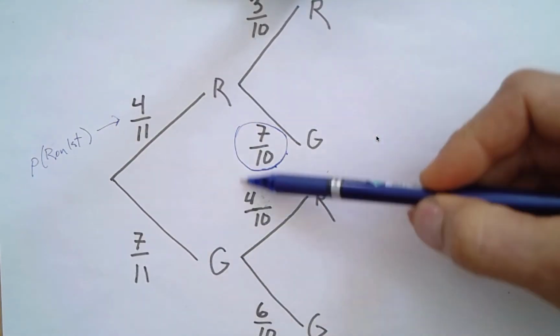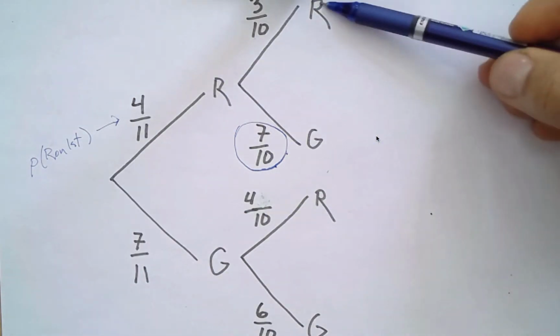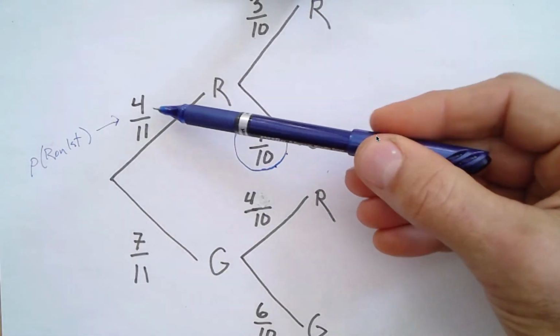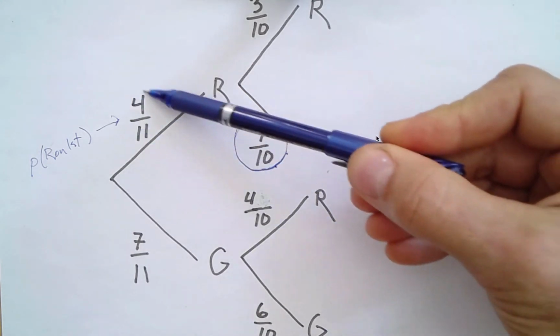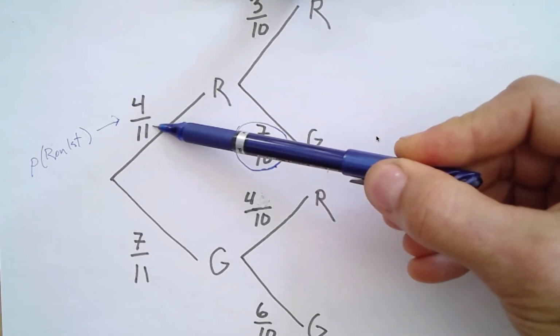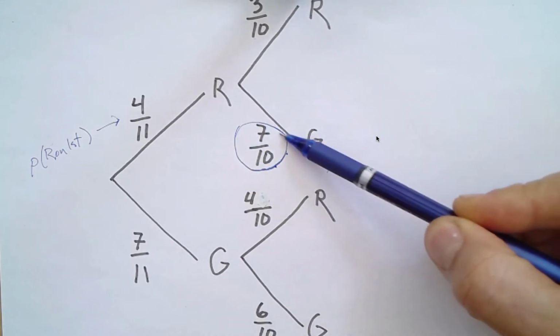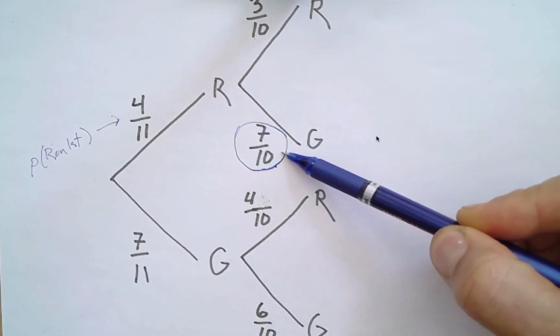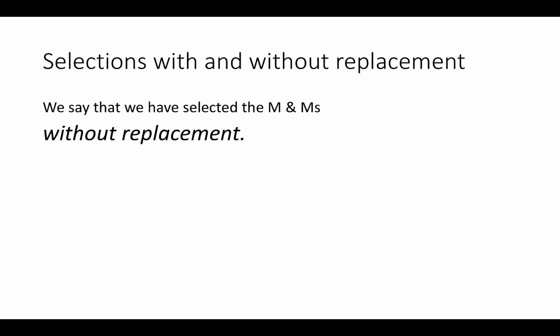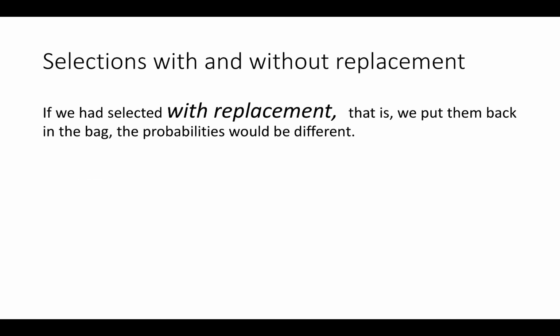Here we have our first selection represented and then our second selections, and we can write down the probabilities on the branches. So this is the probability of red on the first, and this is the probability of green on the second, given red on the first. We said that we've selected those M&Ms without replacement, pretty obvious reason. We ate them. If we selected them with replacement, well, we'd have different probabilities.